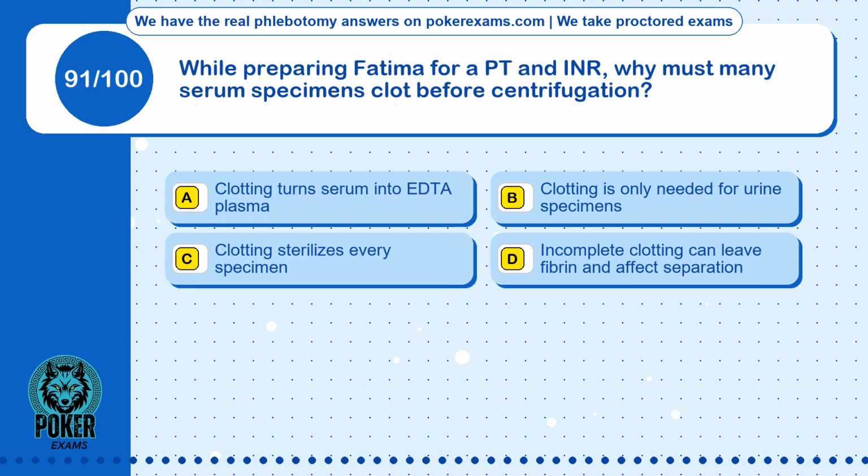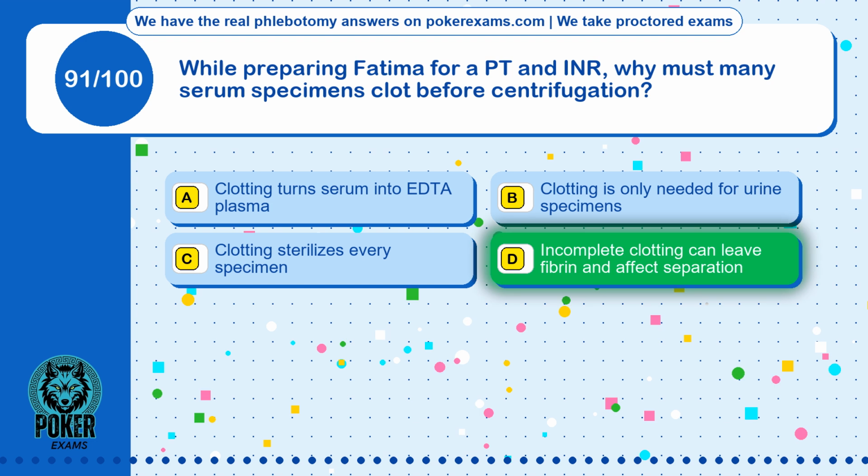Question 91. While preparing Fatima for a patient NINR, why must many serum specimens clot before centrifugation? Option A, clotting turns serum into EDTA plasma. Option B, clotting is only needed for urine specimens. Option C, clotting sterilizes every specimen. Option D, incomplete clotting can leave fibrin and affect separation.